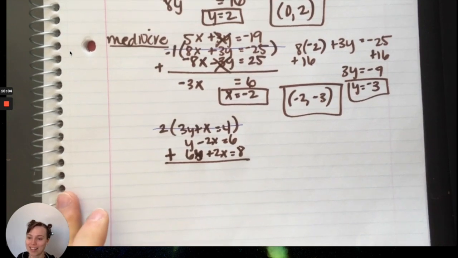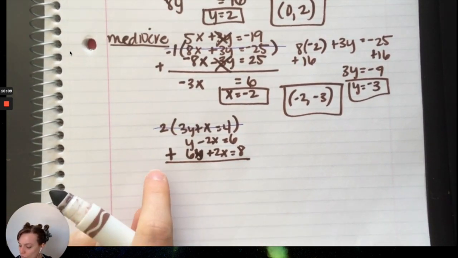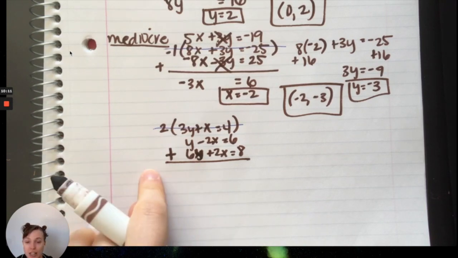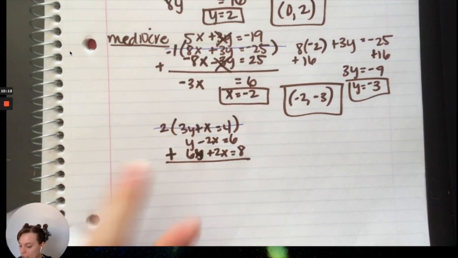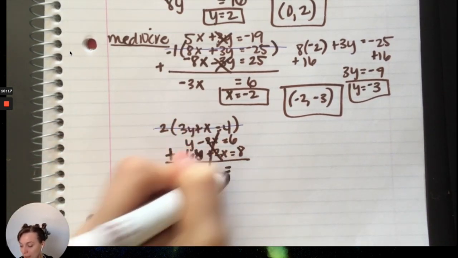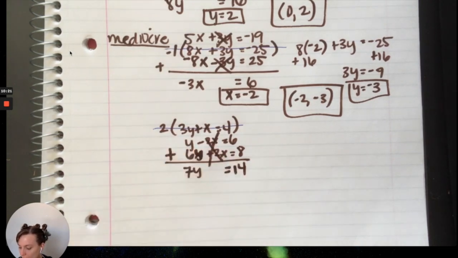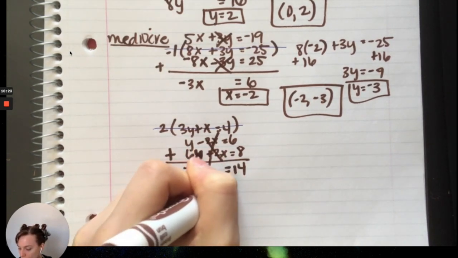So watch your variables, otherwise you're going to get confused because x, y's don't exist, in this at least. So now it's cleaner for addition. So 1y plus 6y gets me 7y. My x's eliminate, which is much cleaner to see and to make it happen. And that's 14, so y equals 2.